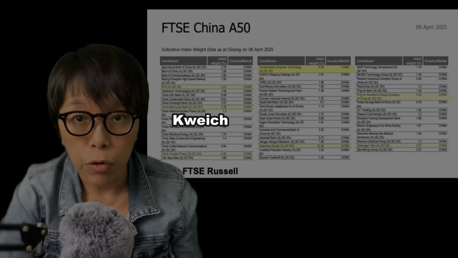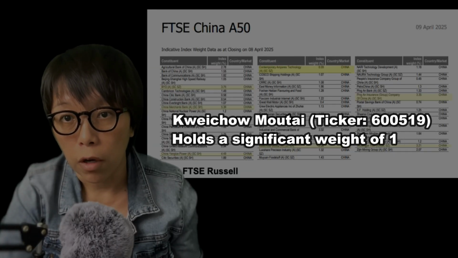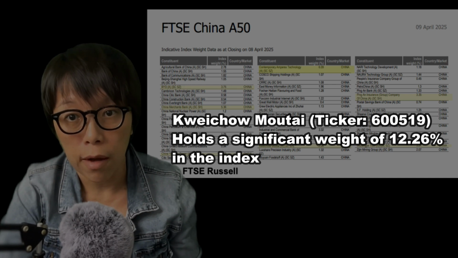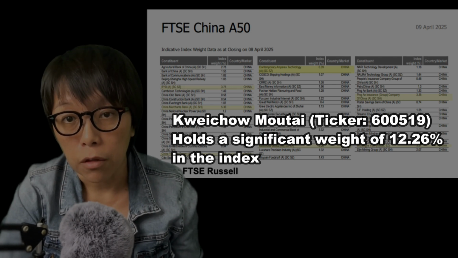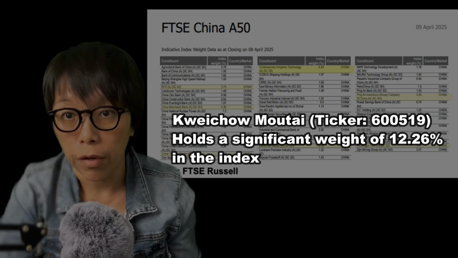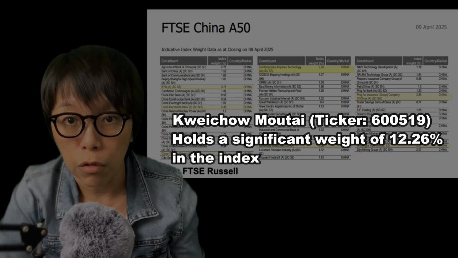So first we have Guizhou Moutai. That's about 12.2% of the index. It's China's renowned premium liquor. So if you want to drink baijiu during your business meeting, then you want to drink Guizhou Moutai.